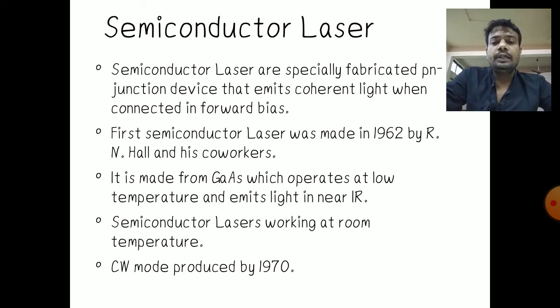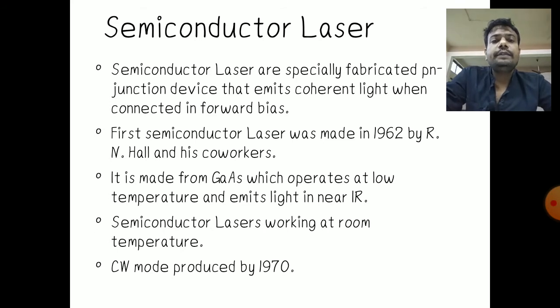Again these extrinsic semiconductors are further classified into p type and n type. P type semiconductors are those in which we add a trivalent impurity. If we add a trivalent impurity to the pure semiconductor, such a semiconductor is known as p type semiconductor. If we add a pentavalent impurity to the pure semiconductor, that semiconductor is known as n type semiconductor. So p type and n type are the types of extrinsic semiconductor.